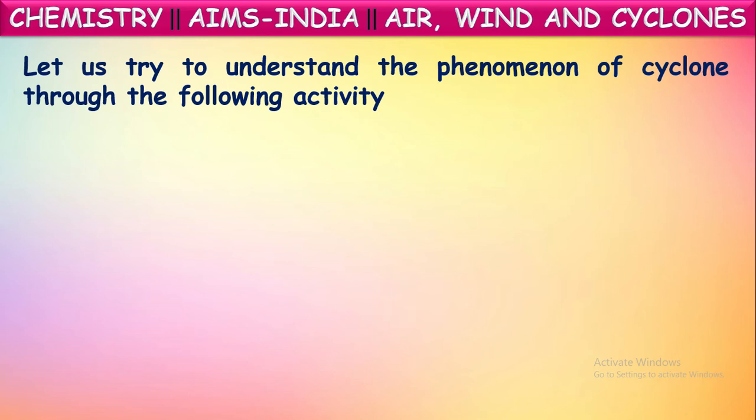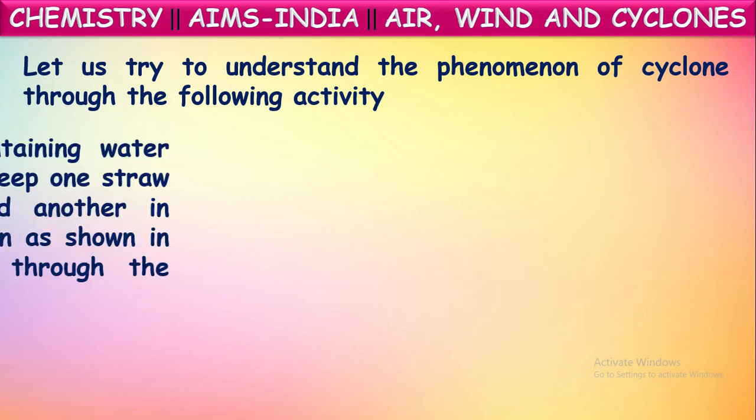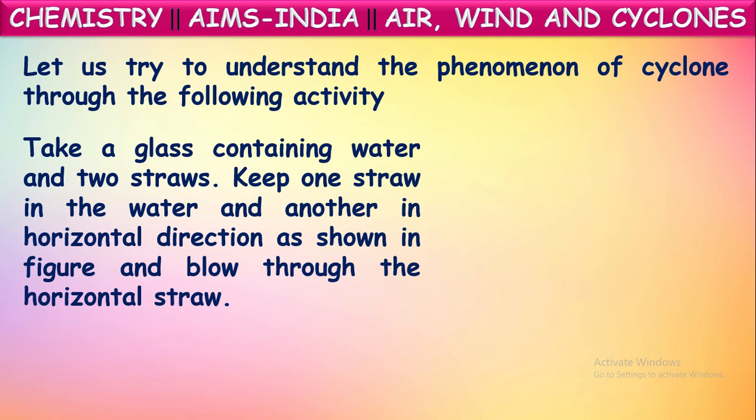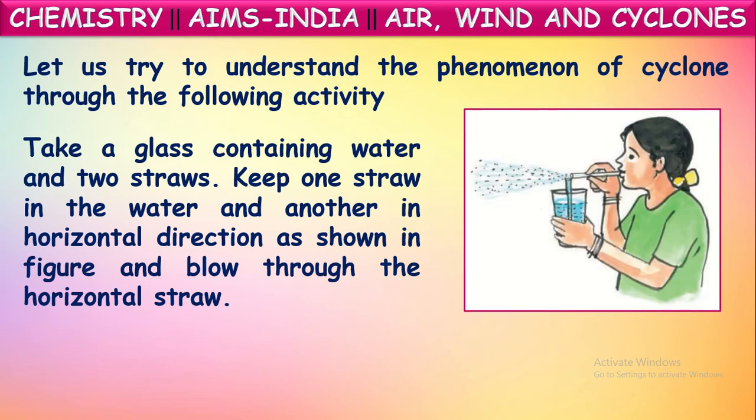Let us try to understand the phenomenon of cyclone through the following simple activity. Take a glass containing water and two straws. Keep one straw in the water and another in the horizontal direction as shown here. In the picture, a glass is taken with water. One straw is kept in the water, and a second straw is kept in the horizontal position, and these two edges are connected.